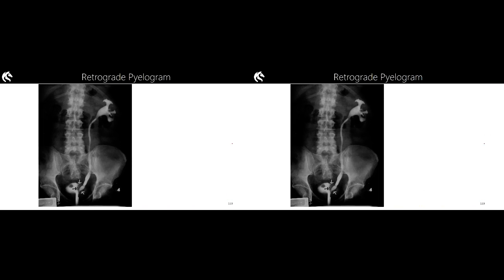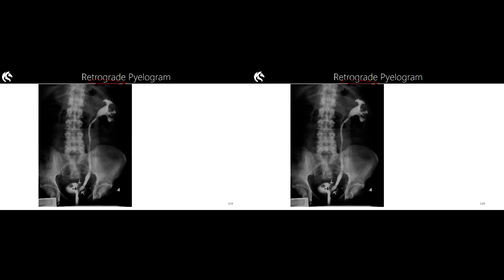Retrograde pyelogram. As I've just discussed in the tutorials, anything nephro refers to the kidney alone, pyelo refers to the kidney and the proximal collecting system, first part of the ureter. When we have got a cysto, it refers to the bladder. Now, a retrograde pyelogram, retrograde, hopefully we know what that means.